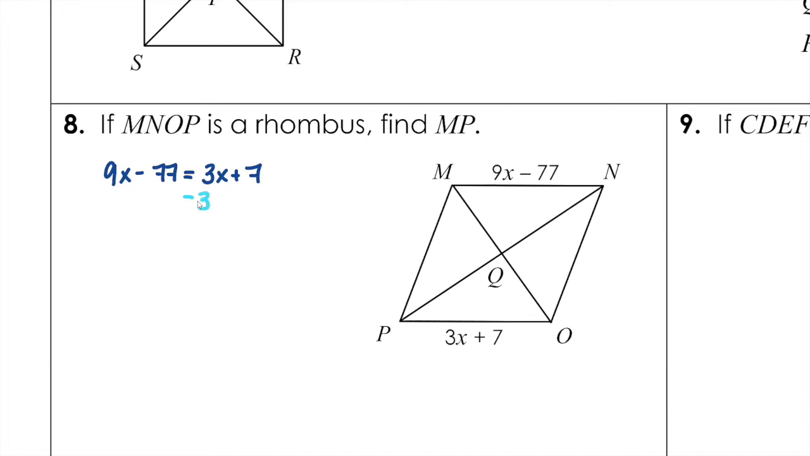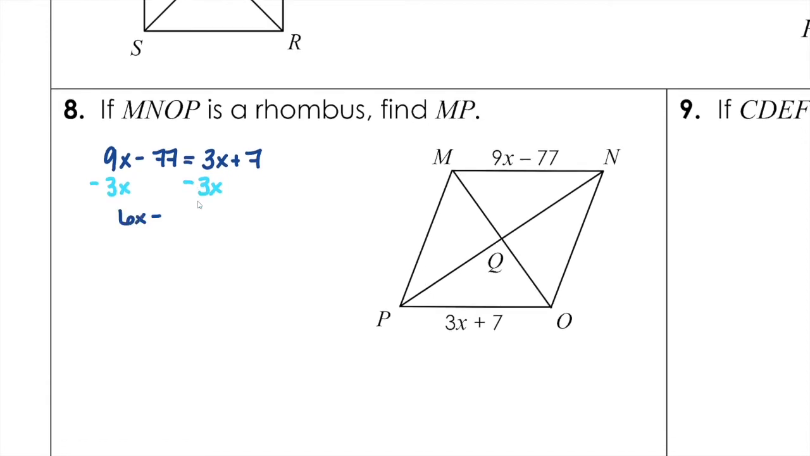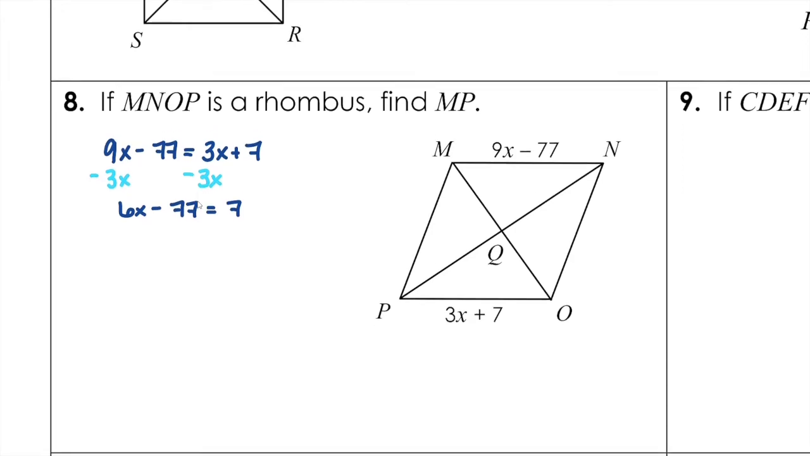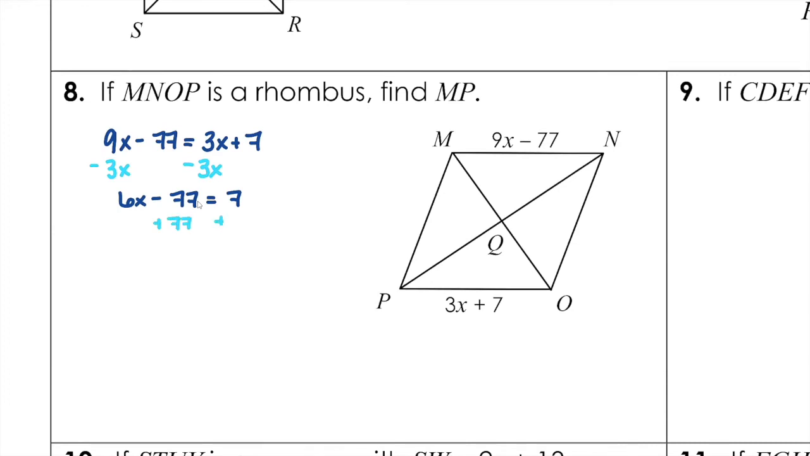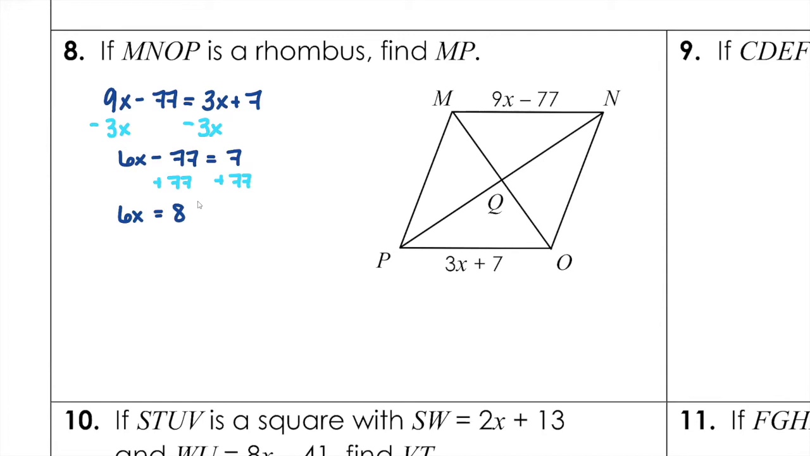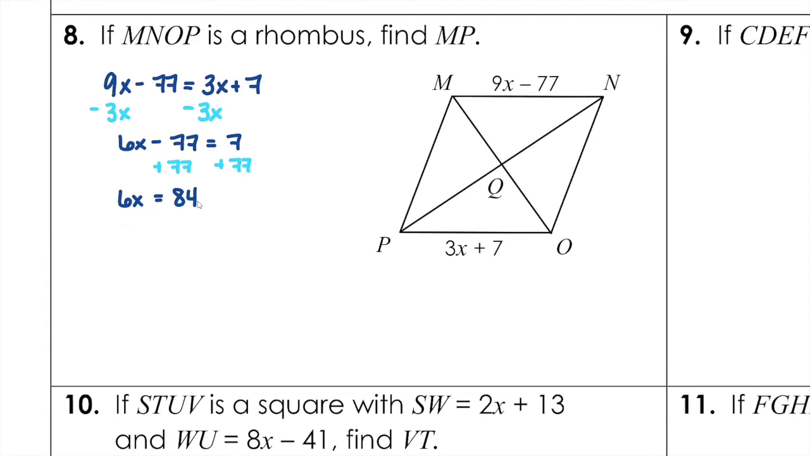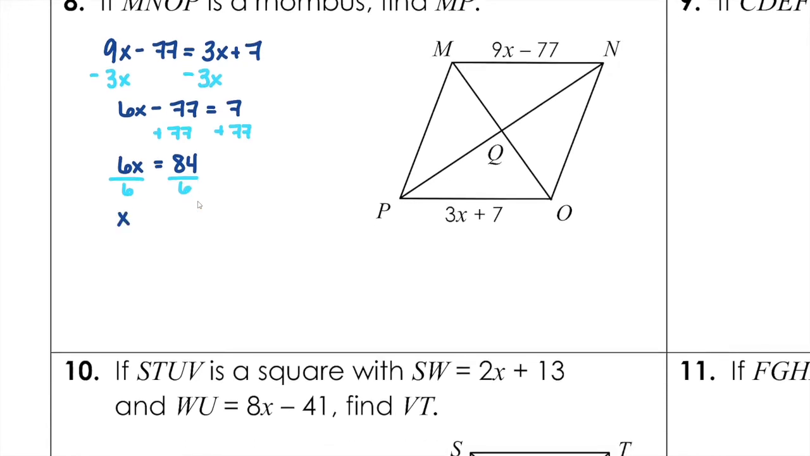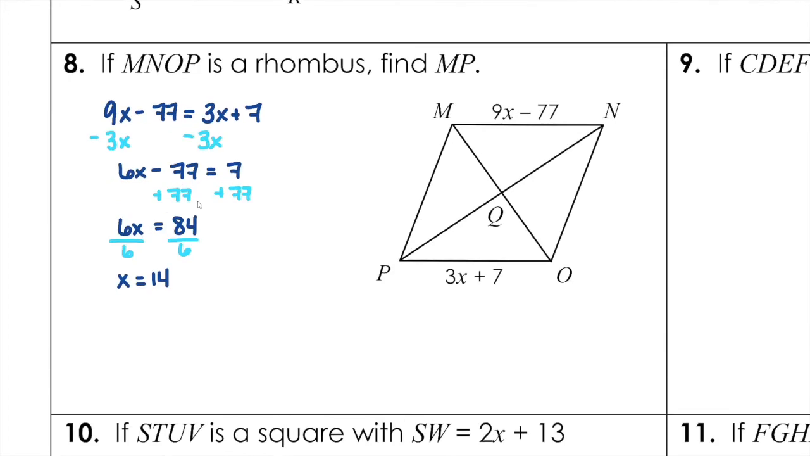We're going to subtract 3x from both sides. So 6x minus 77 equals 7. Add 77 to both sides. So 6x equals 84. Divide both sides by 6 and we get 14. But is that what they wanted? No. They want the length of MP.